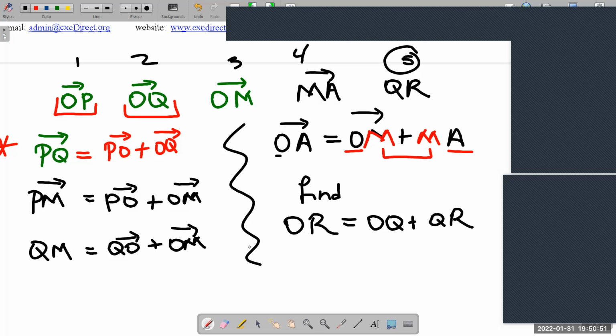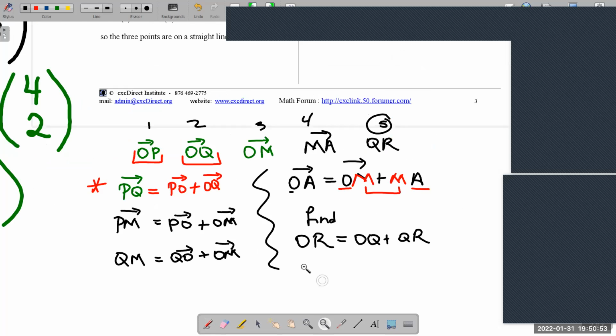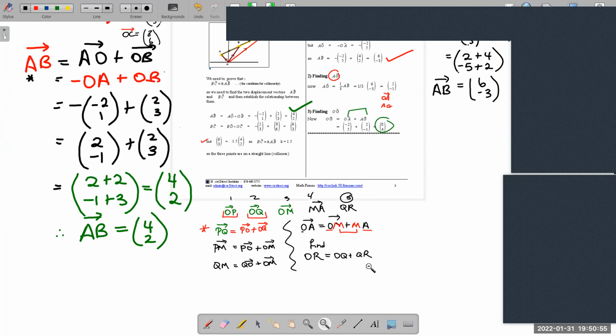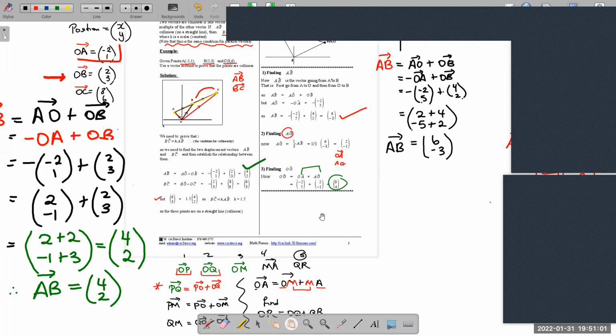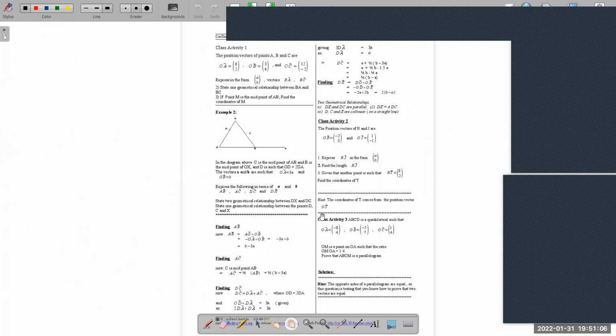Excellent job. So guess what? We are done with vectors. Right on time as well. So what we're going to do, we're going to just look at one more question. Let me see how much we got. Just these 2 last pages, but we're not going to do all of this right now.